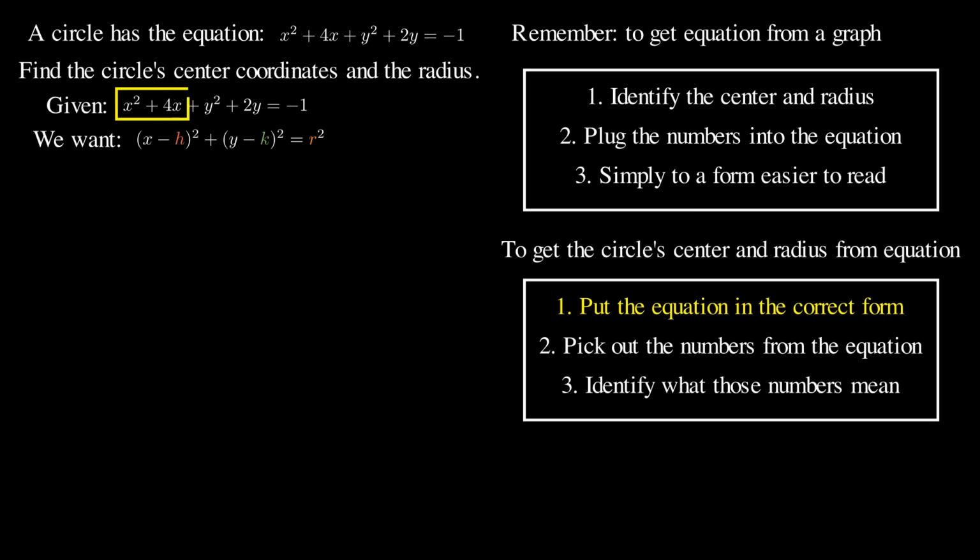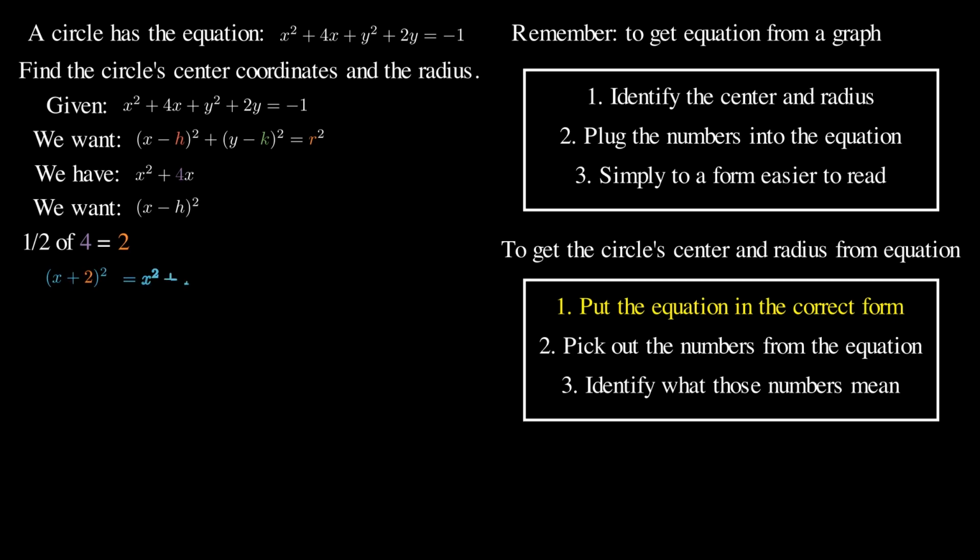Let's focus on the x squared plus 4x first, and try to put that in a square. So see how the term next to x is a 4? The only way we can incorporate 4x in a square is if we halve that and add it to x. So x plus 2 squared is x squared plus 4x plus 4. Now we only have an x squared plus 4x to work with, so let's rewrite x squared plus 4x as x squared plus 4x plus 4 minus 4. Now, to incorporate everything into a square, let's rewrite x squared plus 4x plus 4 as x plus 2 squared minus 4.